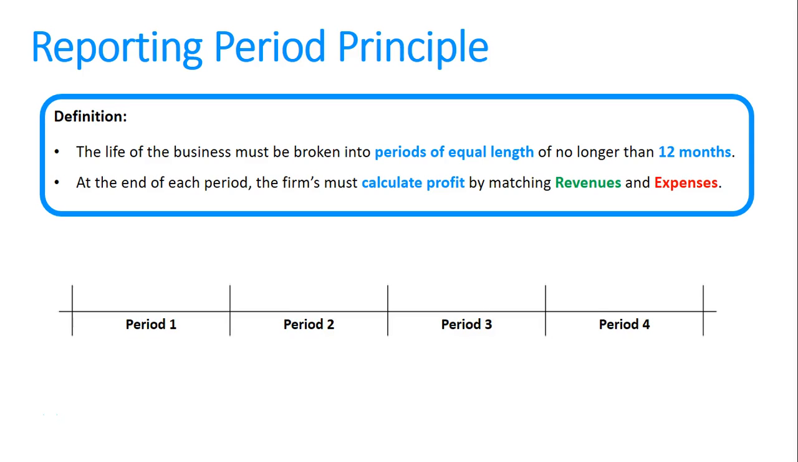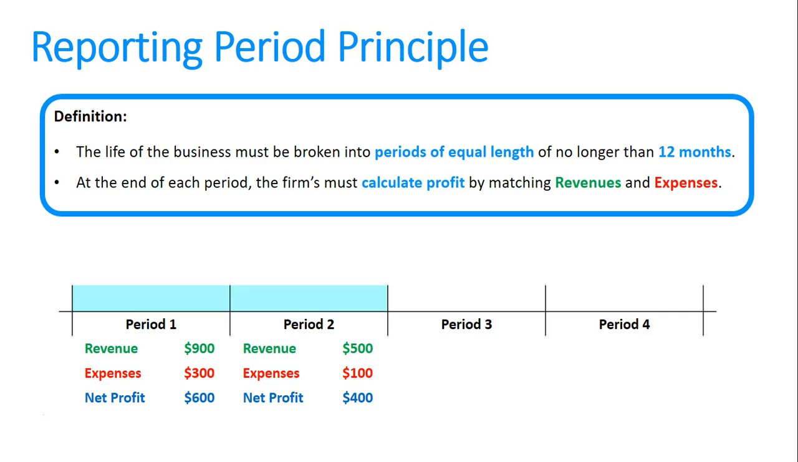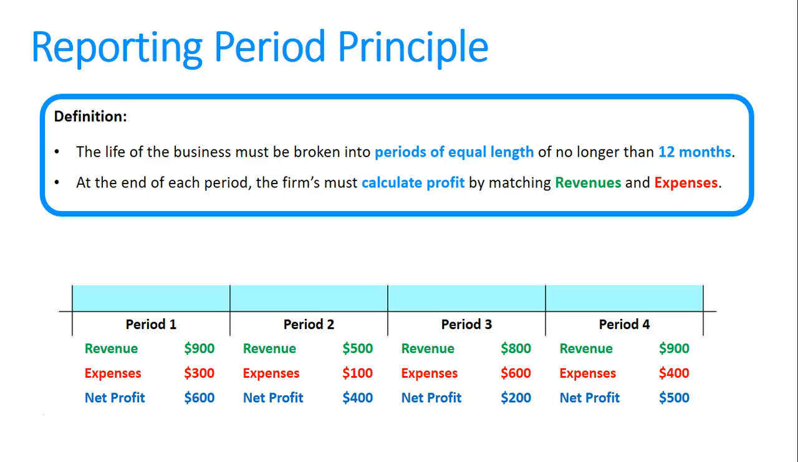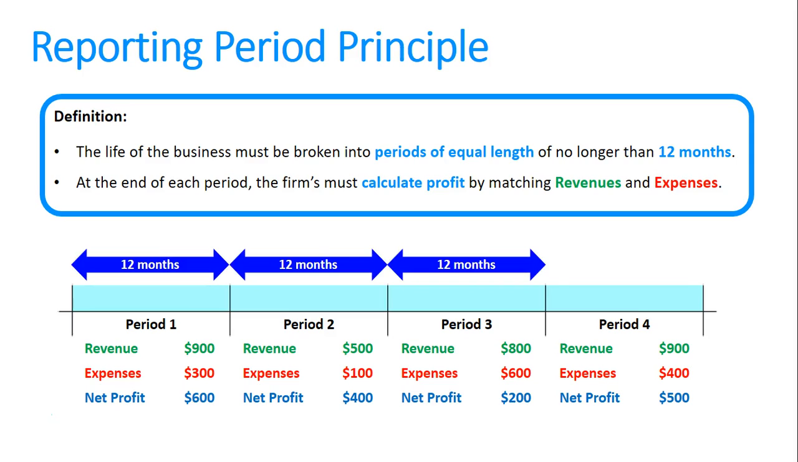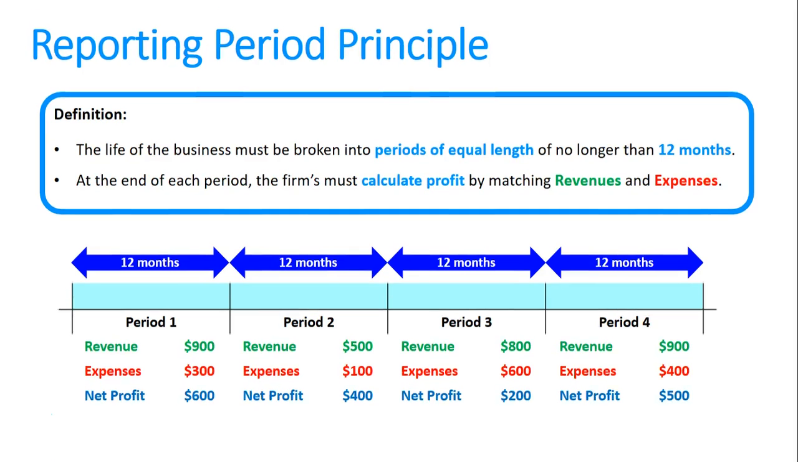What does that mean? It means that the life of the business is broken into these little chunks or blocks called periods, and as each period goes we figure out revenues, we match those with expenses to get net profit. Another period goes by, we do the same. Another period goes by again, and so on into the future. The reporting period principle also says these periods can't be any greater than 12 months in length. They can be shorter, but no greater.